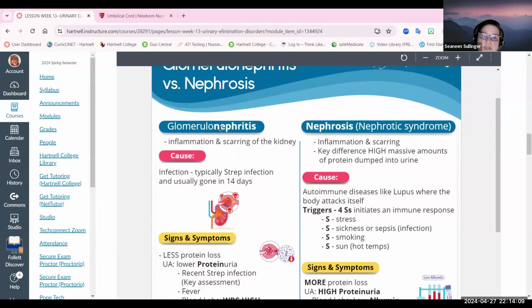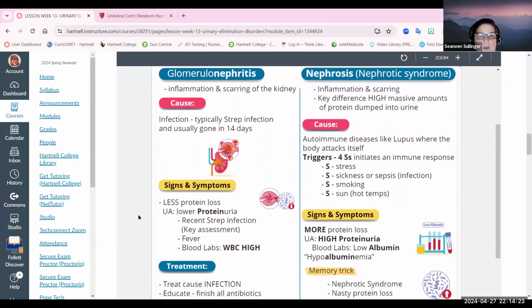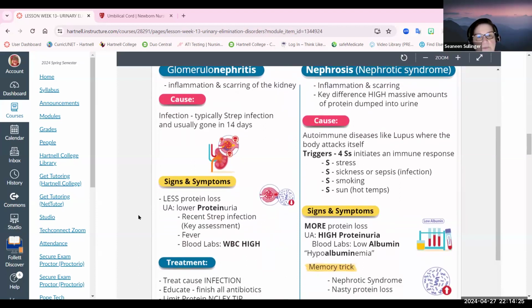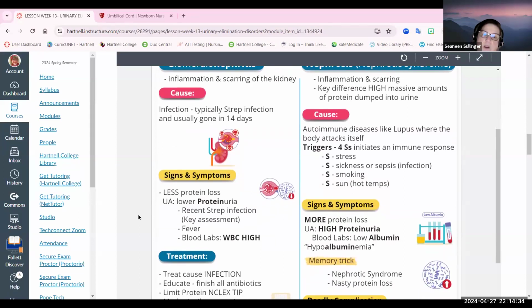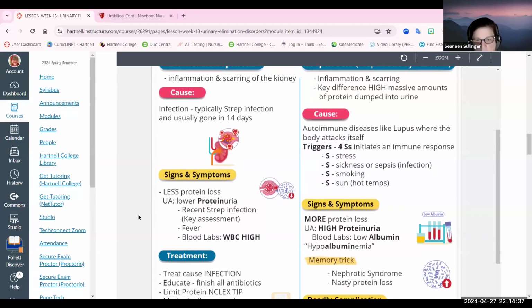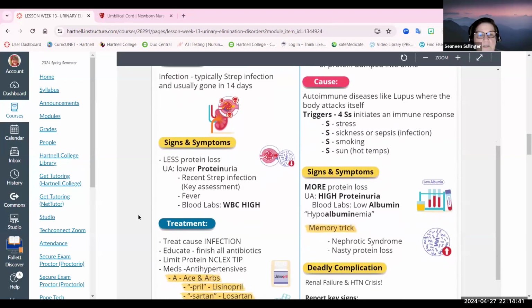glomerulonephritis is the inflammation and scarring of the kidney that typically follows a strep infection, maybe 2 weeks after. You will see protein loss, but not as much as in nephrotic syndrome. Fever, the WBCs could be high, but they might not be high, because if the strep infection is over, then the WBCs may have recovered. You're going to see that ASO titer that shows that there was a recent strep infection.